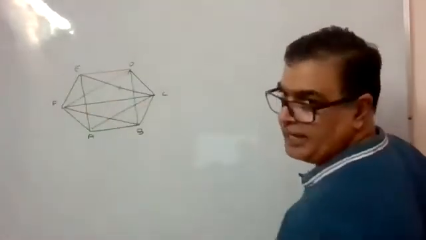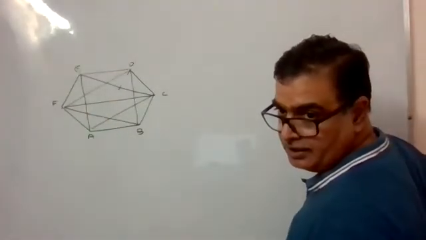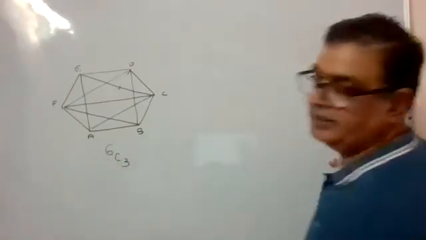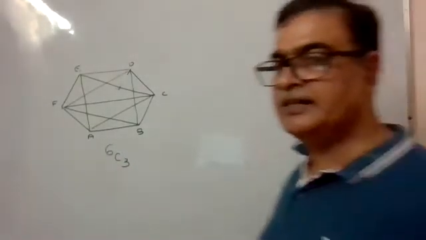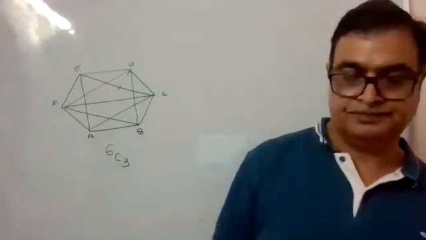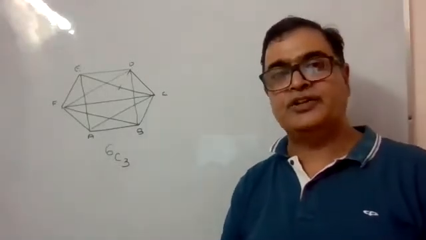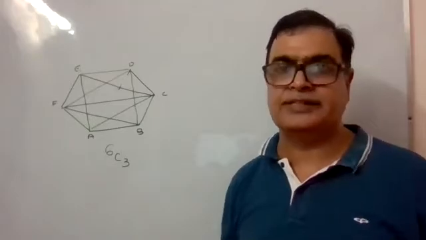Then how many are there in total? How many vertices are there? 6. And out of 6 just take any 3, you will get a triangle. So total number of triangles will be 6C3. So if they ask how many triangles are there, we should say it will be 6C3.